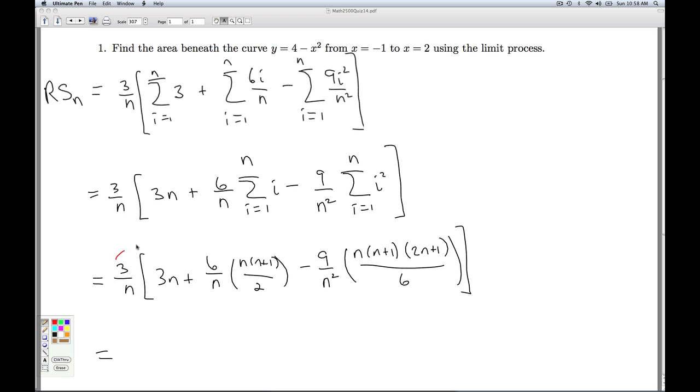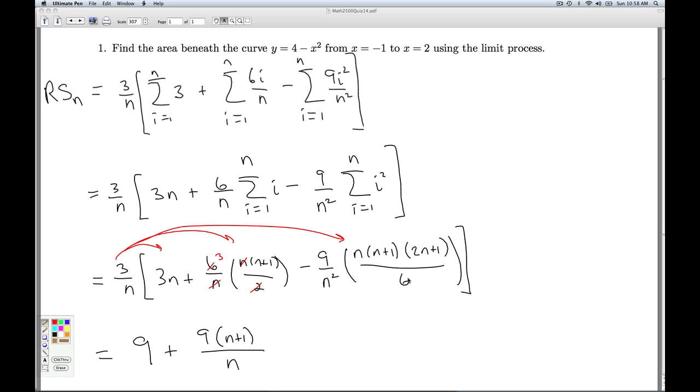Now I'm going to distribute my 3 over n to each of these terms and simplify. So I multiply 3 over n times 3n. The 3's multiply to give me 9. The n's cancel. So I get a 9 there. When I multiply the 3 over n to the second term, I'm going to get cancellation within the second term. That's going to cancel out. So I get the 3 times the 3, which gives me 9, times the n plus 1 there in the numerator.